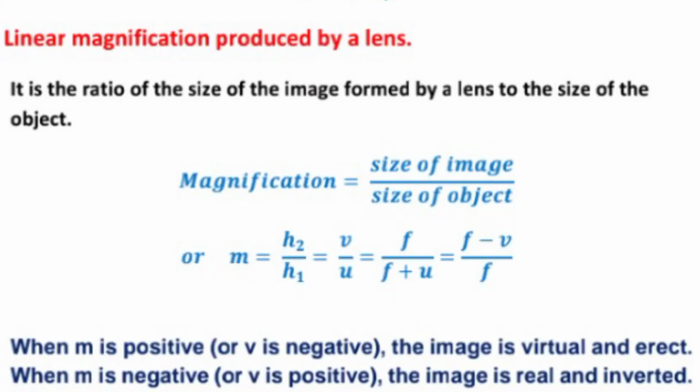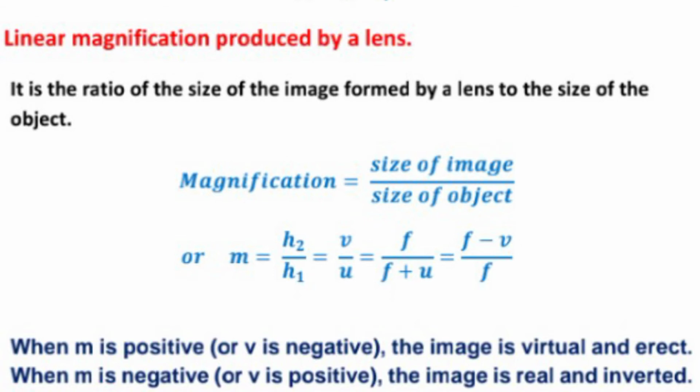Linear magnification produced by a lens. It is the ratio of the size of the image formed by a lens to the size of the object. Magnification m will be equal to size of the image upon size of the object, that is h2 upon h1, and it will be equal to v upon u, which equals f upon f plus u, and it will be equal to f minus v upon f. When m is positive, the image is virtual and erect. When m is negative, the image is real and inverted.